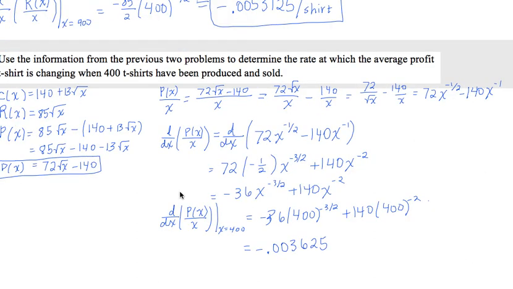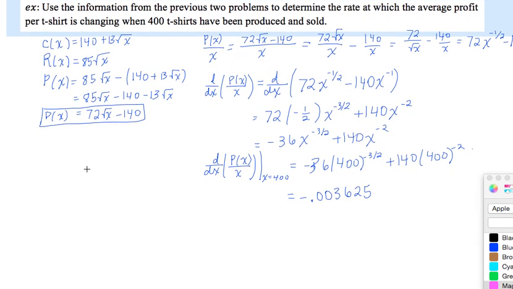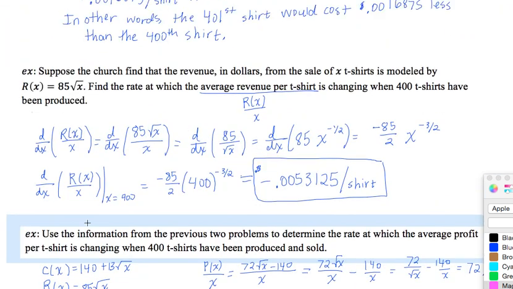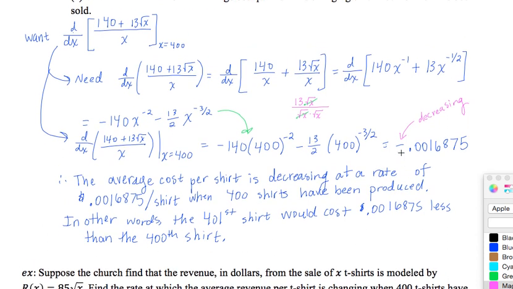Okay, now there was actually an easier way to work this last problem because we already know the rate at which the average cost per shirt is changing when x is 400 and the rate at which the average revenue per shirt is changing when x is 400. Because profit is defined by revenue minus cost, it also works that average profit per shirt is the same as average revenue per shirt minus your average cost per shirt. And that's also true with the derivatives. So what we found was that the average cost per shirt was changing at this rate right here.